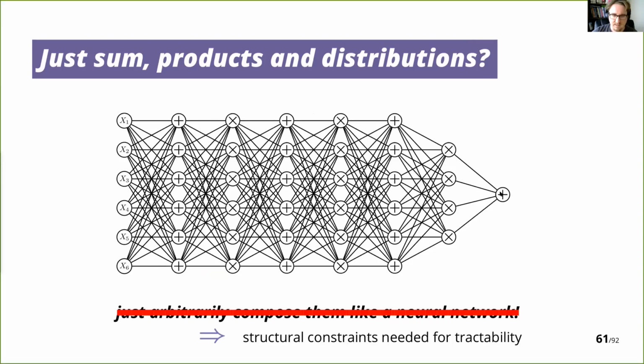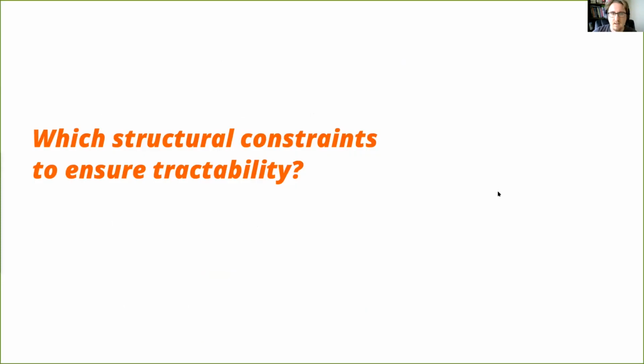Well, unfortunately, that's not enough. We have to think a little bit harder about what we need from this probabilistic circuit in order for it to be tractable for the queries that we care about. Okay. So the next part of the tutorial is, what are these structural constraints? What properties do we need from these circuits such that we can be tractable for various types of queries?